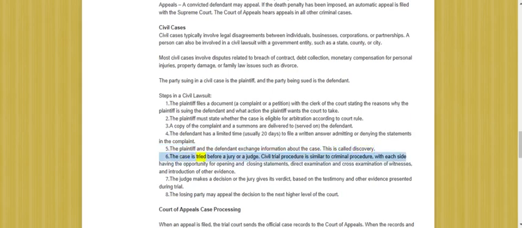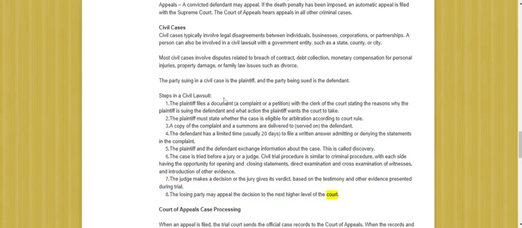6. The case is tried before a jury or a judge. Civil trial procedure is similar to criminal procedure, with each side having the opportunity for opening and closing statements, direct examination and cross-examination of witnesses, and introduction of other evidence. 7. The judge makes a decision or the jury gives its verdict, based on the testimony and other evidence presented during trial. 8. The losing party may appeal the decision to the next higher level of the court.